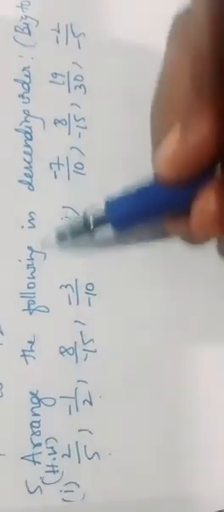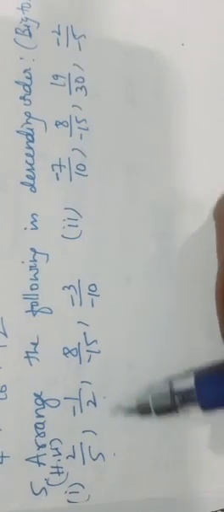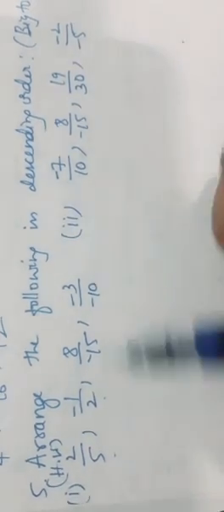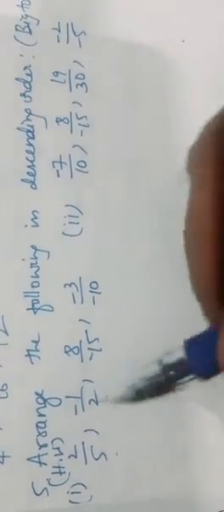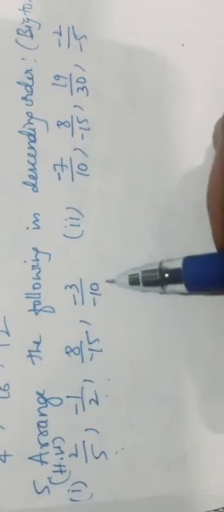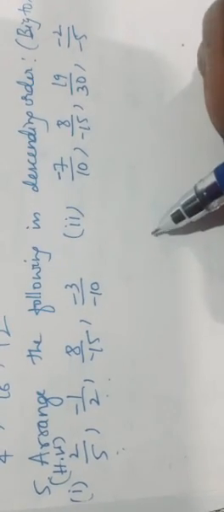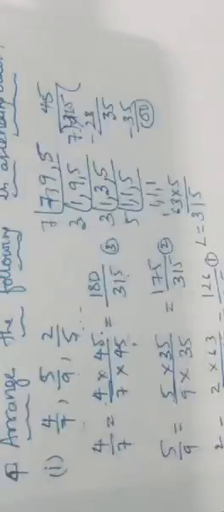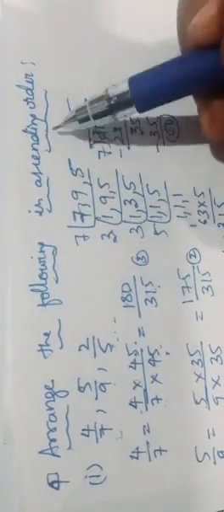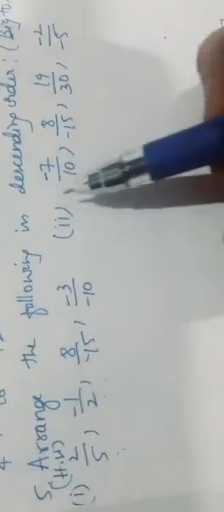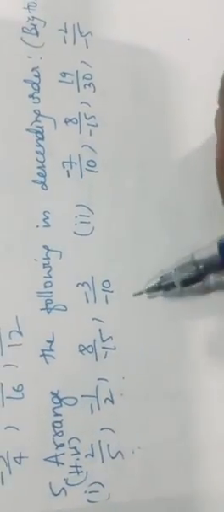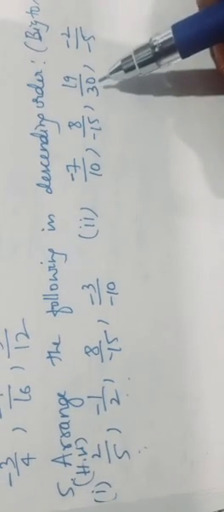Then we have, children, the next, the fifth main. Arrange the following in descending order. Here you are given 4 rational numbers, children. So, to arrange them in the descending order, we need to convert the denominators into common denominators by taking the LCM, which we have done in the previous problem, children. By arranging them in the ascending order also, we made the denominators common by taking the LCM. Here also we need to do the same. Take it as homework, children, these two problems.